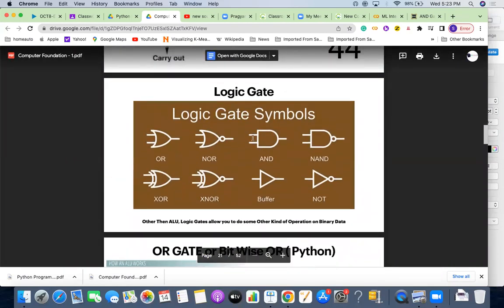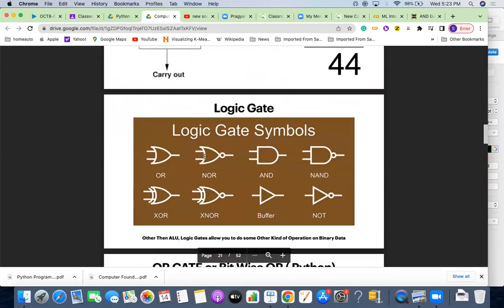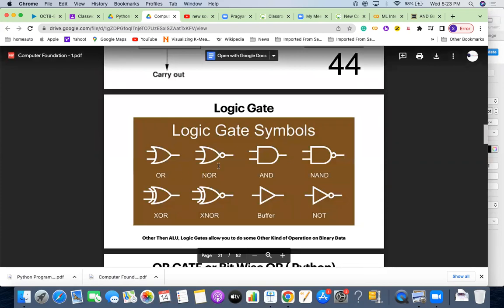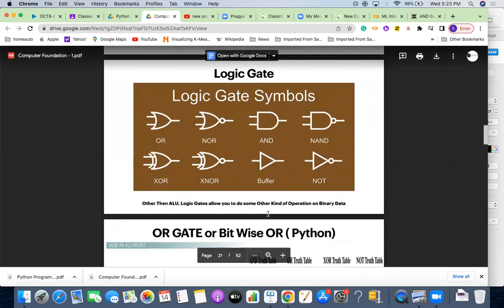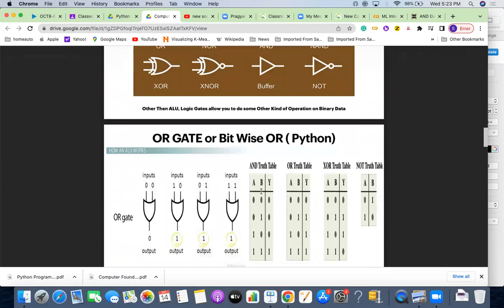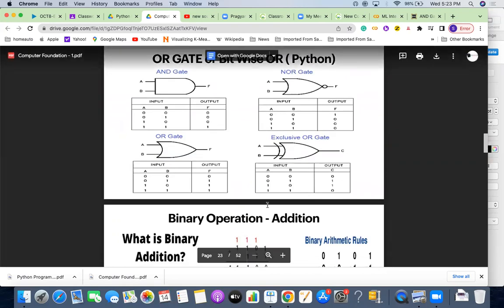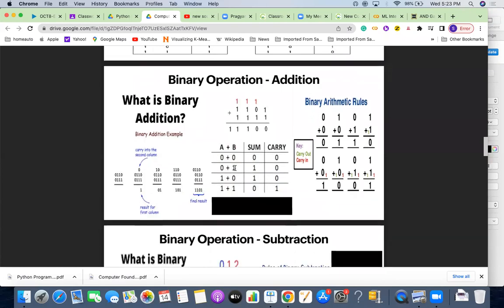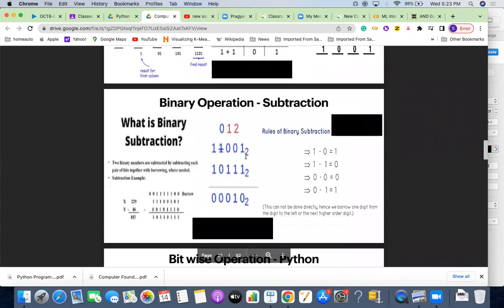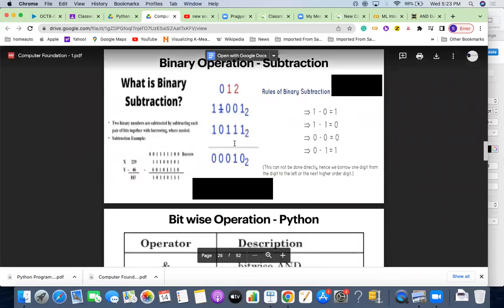In the logical model, it will be executing these kinds of operations: OR, NOR, AND, NAND, XOR, XNOR, and there is a buffer and a NOT. These are the logical operators. You already know the truth tables of AND, OR, XOR, NOR. So now A plus B gives sum and carry. This is also addition of two binary numbers. You also know subtraction of binary numbers. Bitwise, okay.